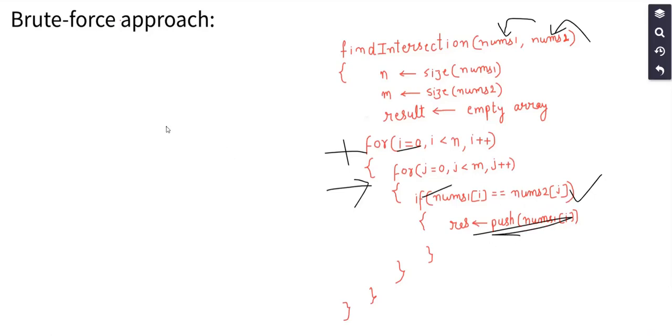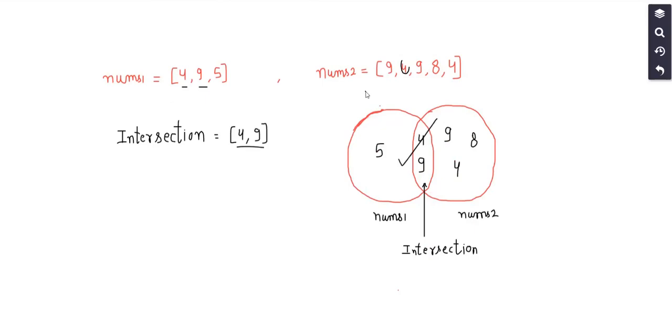But the problem with this approach is that if we have duplicate elements in the array, for instance, we have duplicate elements here, a single element is pushed multiple times. So you can see I start matching 4 with all the elements of this array. The outer loop runs over this array and the inner loop runs over this array.